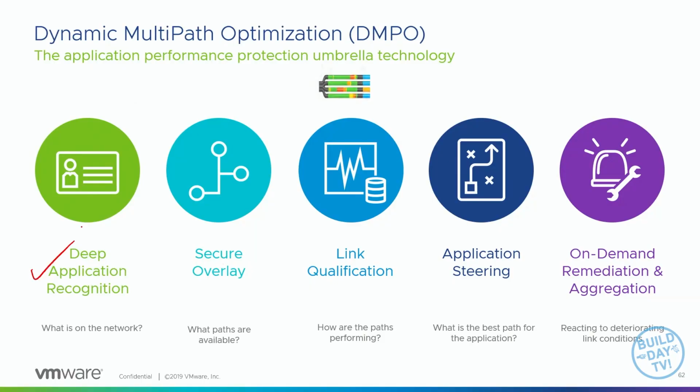Correct. So for that, the edge device should be intelligent enough to recognize the application, because there is a business policy framework where you can define which application is high priority, low priority. But before that, you should be able to recognize the application. You should be able to know what applications you're seeing on your network. And that's where this DPI engine, deep application recognition, comes to play.